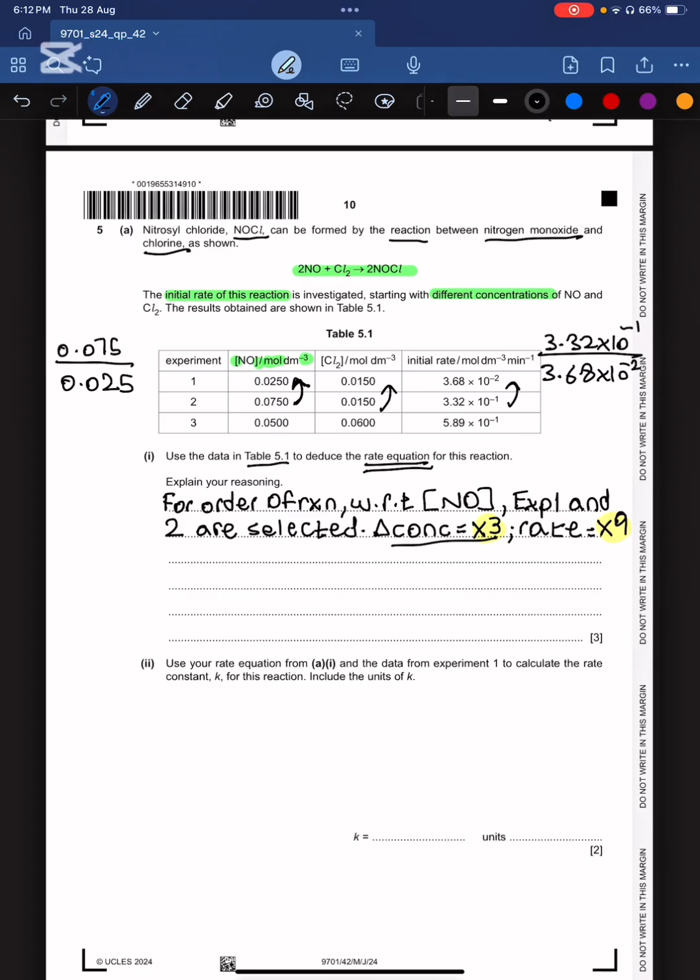So first thing is here, second thing is here, the third thing is, hence, order of reaction, not the overall order of reaction, the order of reaction with respect to the concentration of nitrogen monoxide is 2. This is the first mark. Next mark, for order of reaction with respect to the concentration of Cl2. Experiment 1 and 3 are selected.